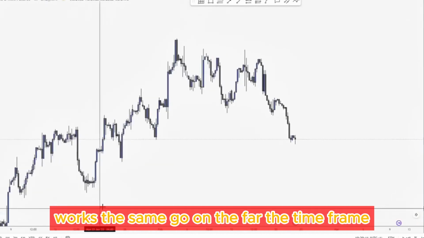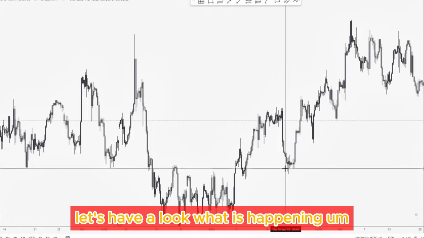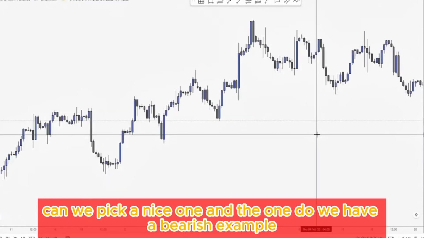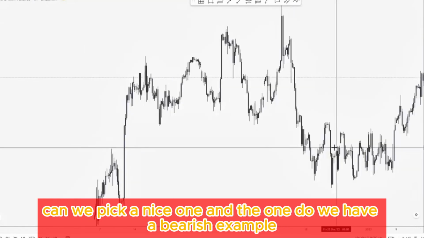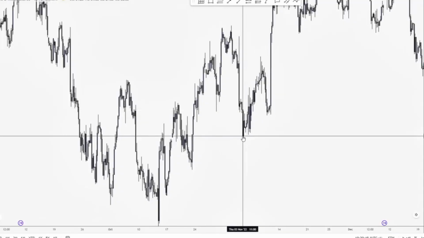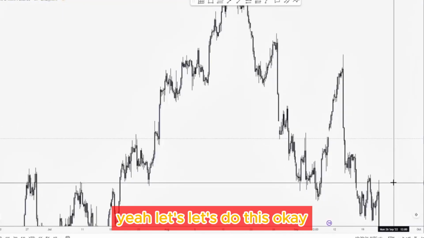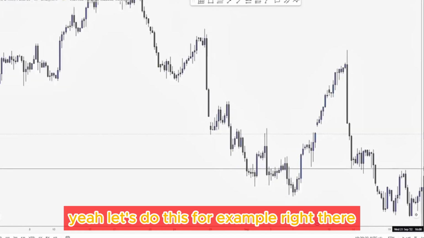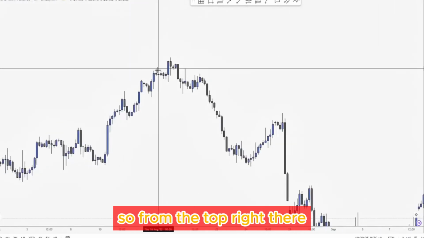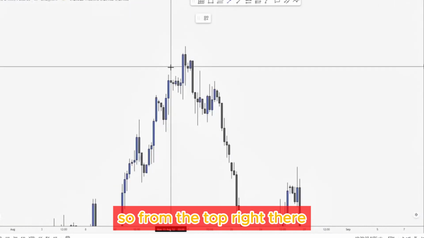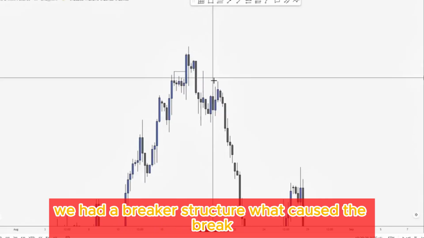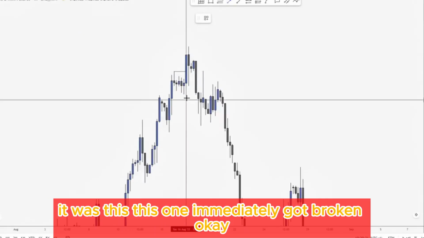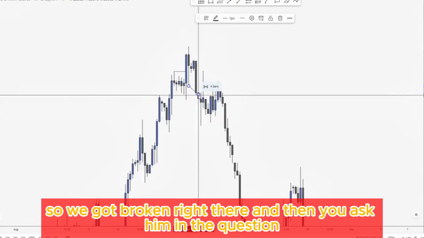Go on the time frame. Let's have a look at what is happening. Can we pick a nice one? Do we have a bearish example? Yeah, let's do this, for example, right there. From the top right there, we had a break of structure. What caused the break? It was this. This one immediately got broken. So we got broken right there.